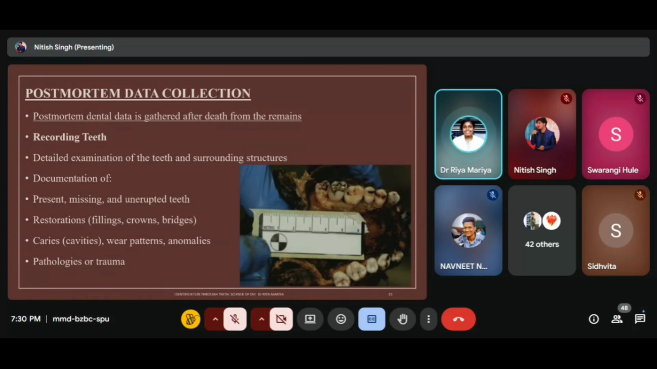Then restorations, like any kind of fillings, crowns, bridges, these are all common terms we come across in dentistry. And any kind of cavities, wear patterns I have told before, like attrition and abrasion. Any anomalies, like some teeth being large in size, macrodontia, microdontia, or an additional cusp, or any distinct tooth morphology or anomaly, we have to note that. Then pathologies or trauma. Change.